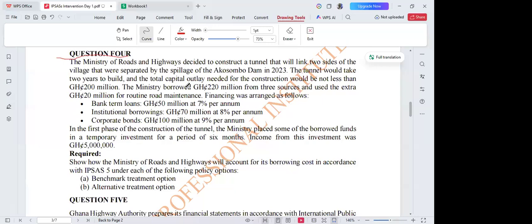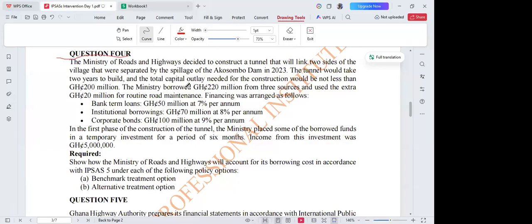In the first phase of the construction of the tunnel, the ministry placed some of the borrowed funds in a temporary investment for a period of 6 months. Income from these investments was 5 million. Required: show how the Ministry of Roads and Highways will account for this borrowing cost in accordance with IPSAS 5 under each of the following policy options: A. Benchmark treatment option; B. Alternative treatment option.